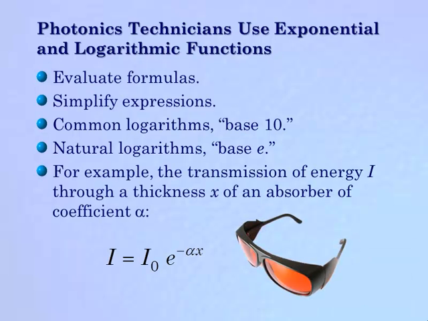For example, the transmission of energy through a thickness x of an absorber of coefficient alpha is defined as the expression I is equal to the incident energy, I sub 0, times e to the minus alpha x. So we'll have to work with expressions just like this as a photonics technician.